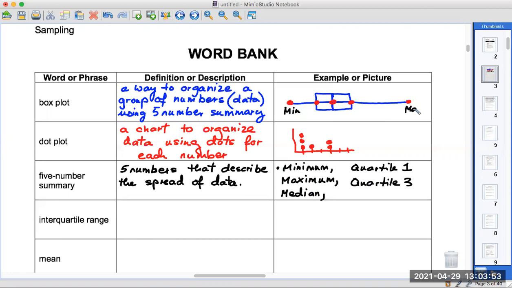So these are 5 points that go here: minimum, maximum, median, and quartile 1, quartile 3. That's how they're located. Okay.